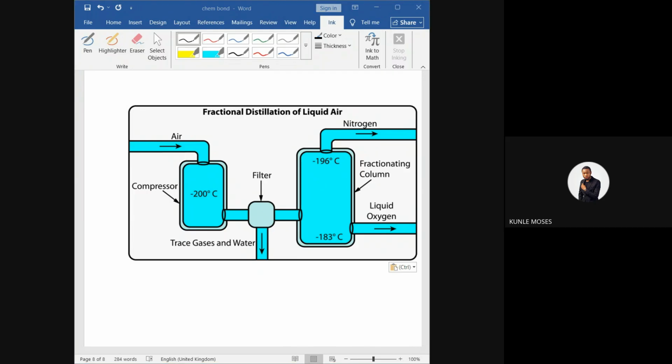So air is a mixture of gases. I'm giving you the composition. From the diagram, you'll be able to write the composition. So let's start with the first one, which is nitrogen. What is the percentage composition of nitrogen? Can somebody remind us? I don't hear you. Yeah, approximately 78%. Very good.